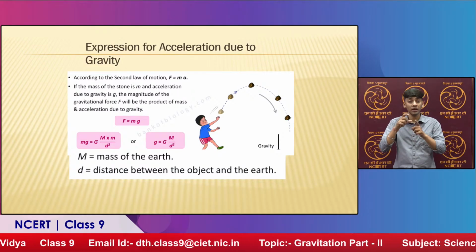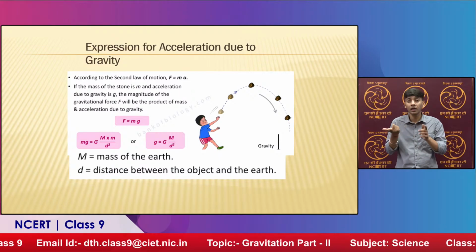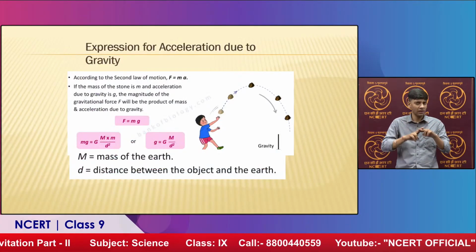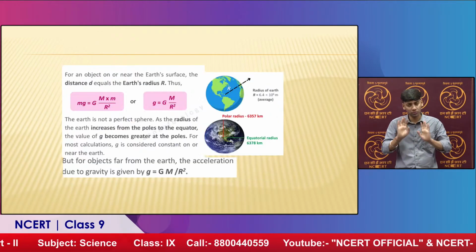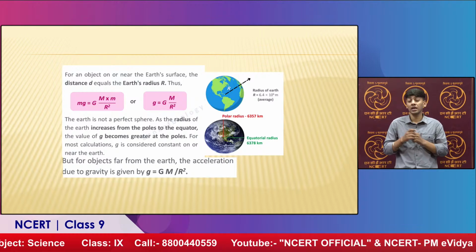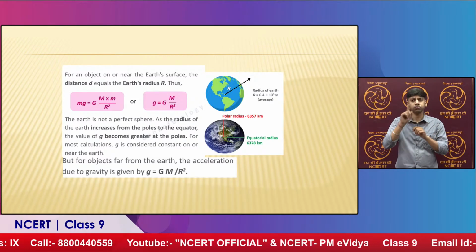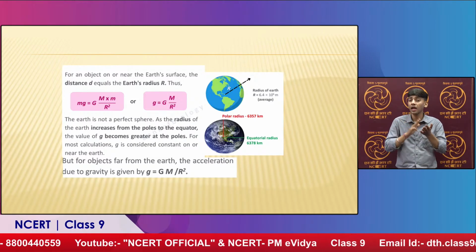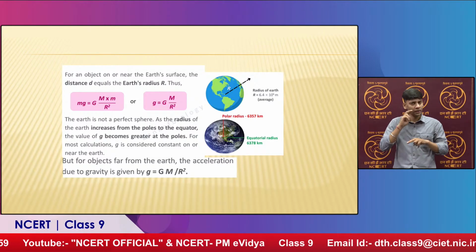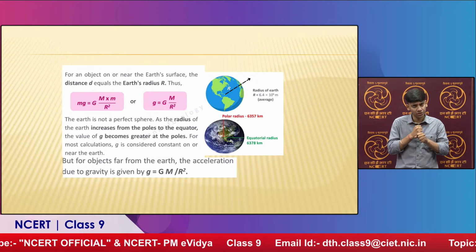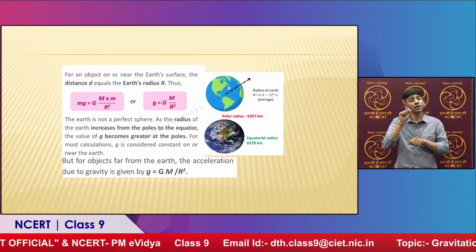Here d is the distance between the object and the earth, and M is the mass of the earth. Mass of the earth is always a constant, and the gravitational constant, which I have already told you earlier, is also a constant value. So, the value of small g will come out to be a constant. Here we can replace d by capital R, the radius of the earth. So, our equation becomes g is equal to G M by R square. So, are all the three values, capital G, M and R, constant? Yes, all these three values are constant.